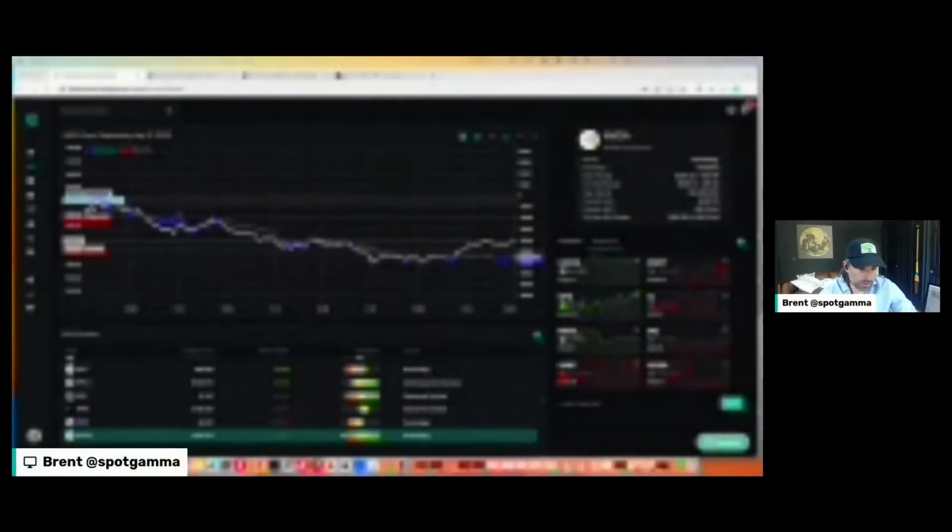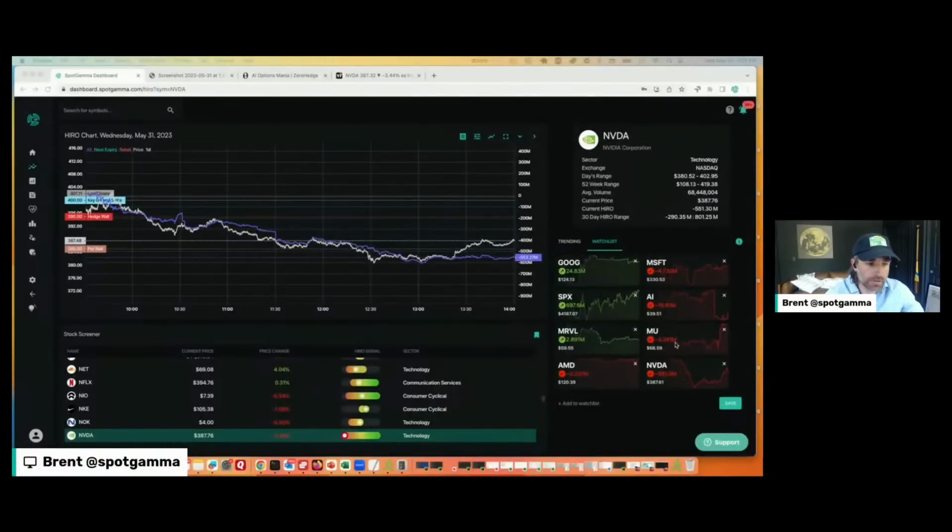Talk about AI options mania and just give a quick look at some of the different flows and the ways that we're viewing some of the different flows around a lot of these popular names. If I bring up my dashboard here, you can see I have a lot of those names loaded up. They're the big names: NVIDIA, MU, AI, AMD, etc.